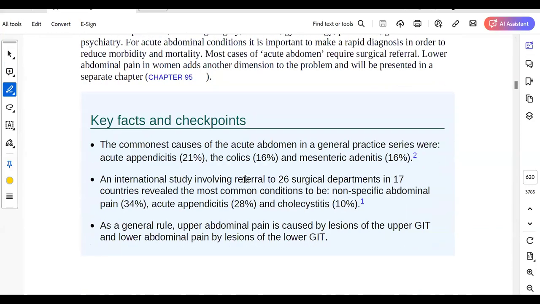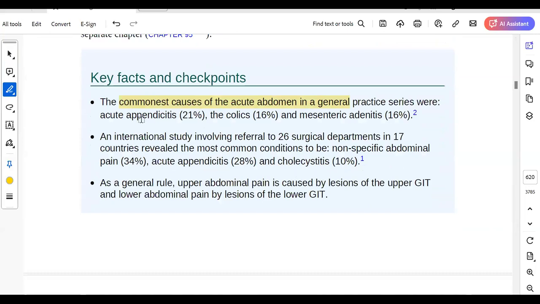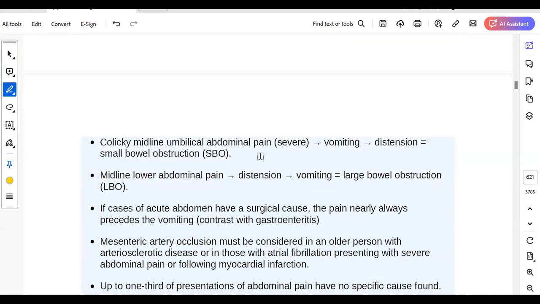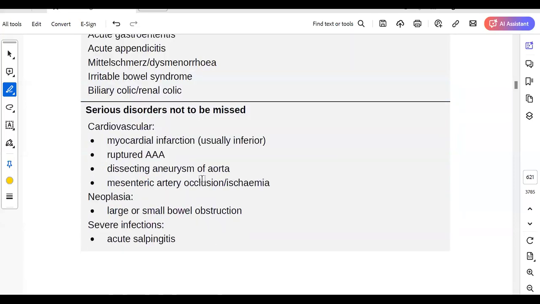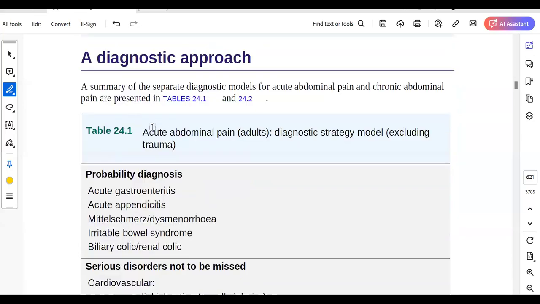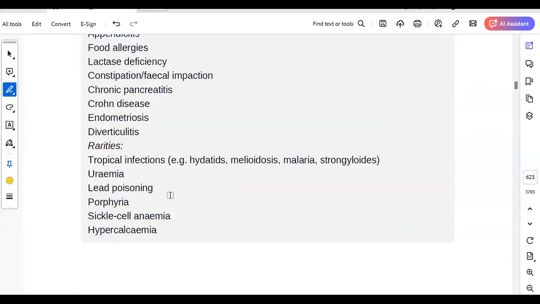So abdominal pain: what is the commonest cause of acute abdomen in general practice? The commonest cause of acute abdomen in general practice is acute appendicitis, followed by colic and mesenteric adenitis. Sometimes this kind of question comes up: what is the most common cause of acute abdomen in general practice? You can go through these key facts and checkpoints in your own time. And here you can see some of the acute abdominal pain causes, which we will discuss in no time.